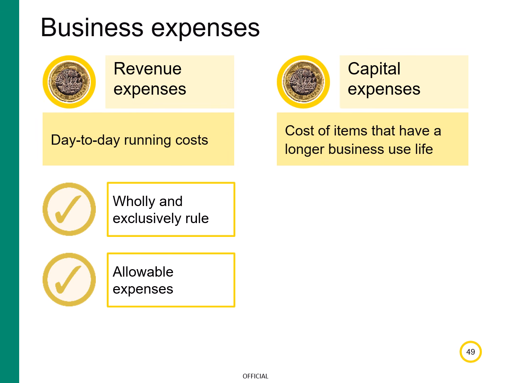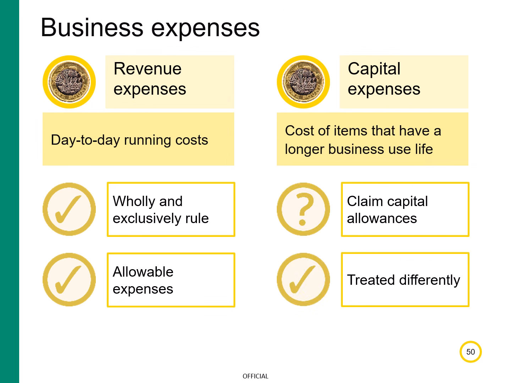Capital expenses are the cost of things that have a longer business use life, usually 2 years or more. For example, equipment, computers, or vehicles. You may be able to claim special tax allowances, called capital allowances, for these. So you don't treat capital expenses in the same way as revenue expenses.